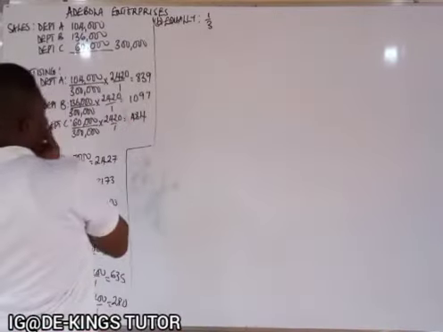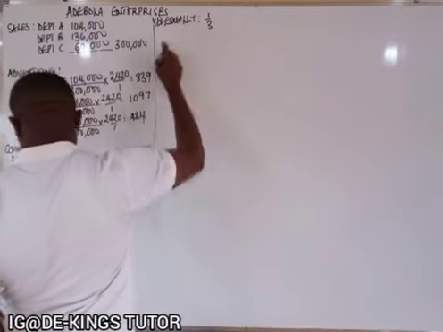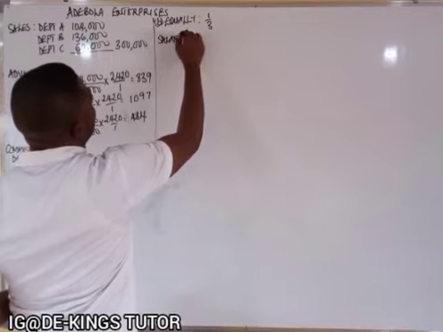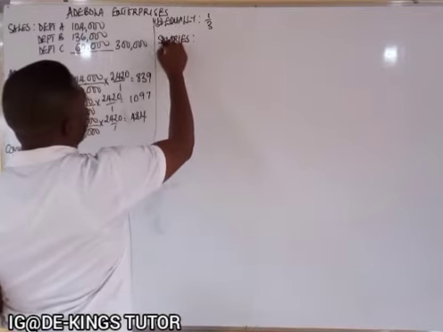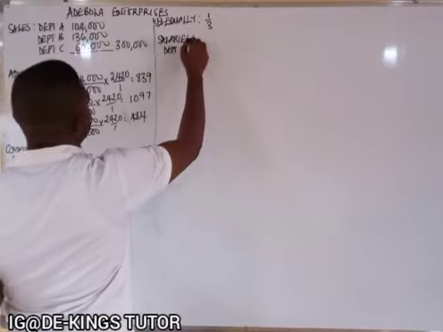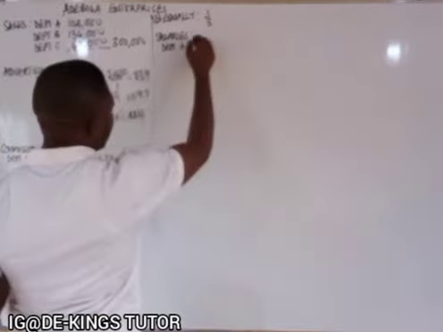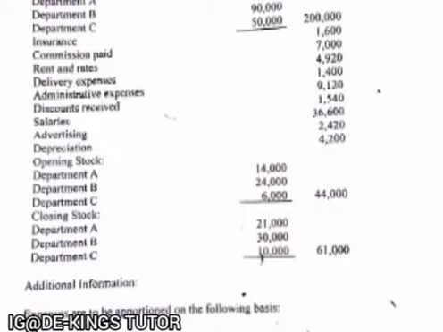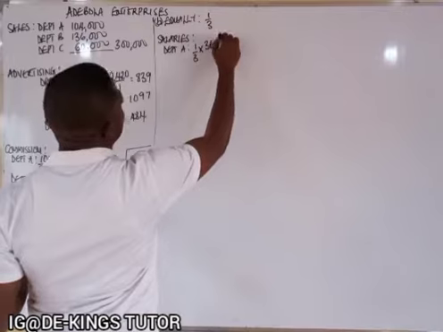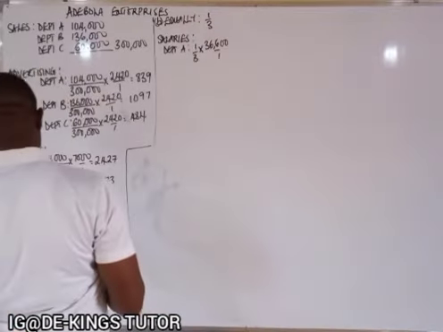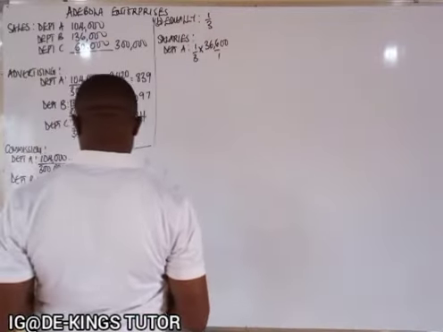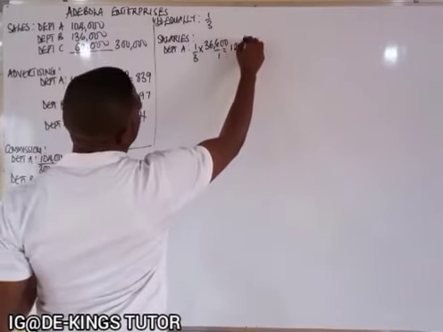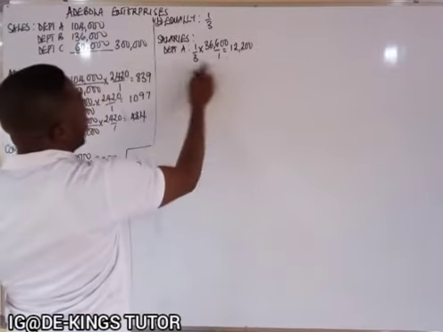Okay, so now for the first expense, we have salaries. For Department A, it is 1/3 times the amount for salary. The amount of salary, from the question, is 36,600. If we do that, it will give us 12,200. So that is for Department A.